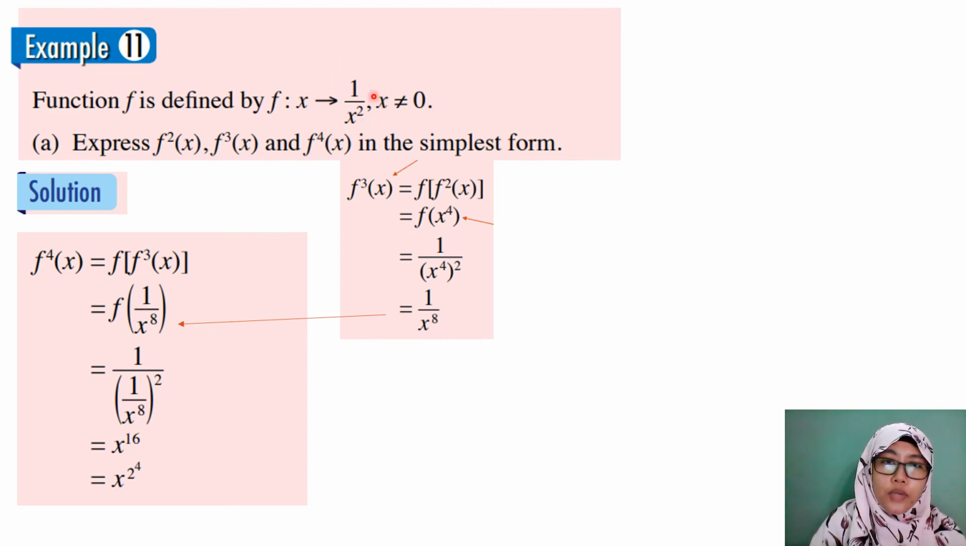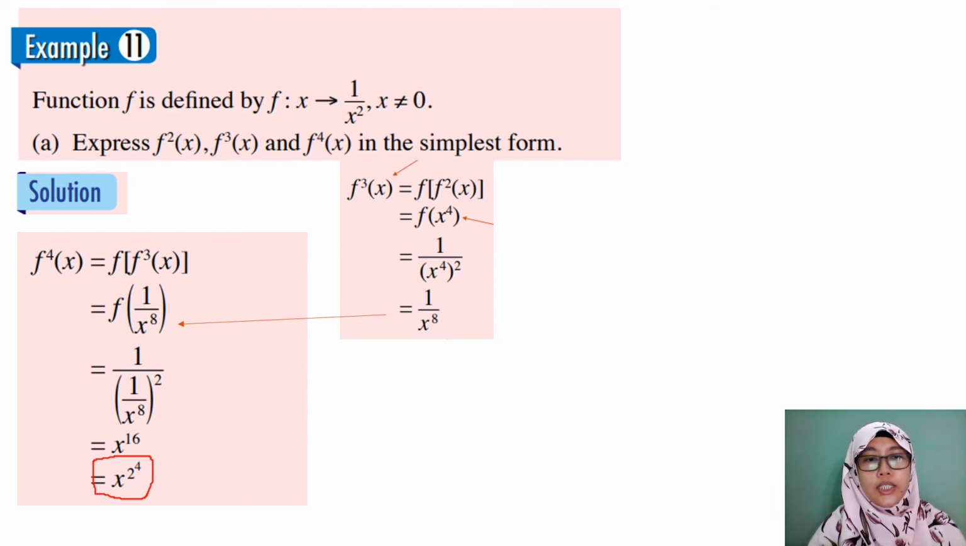And then 1 over x power of 8, you substitute again in the function f. Function f ni kan 1 over x2. So, gantikan 1 over x power of 8 ni inside the value of x here. Dekat sini x ni. Okay, and then you will simplify, you akan dapat x to the power of 16. Kamu simplifykan lagi jawapan untuk kamu selesaikan dalam soalan B nanti.